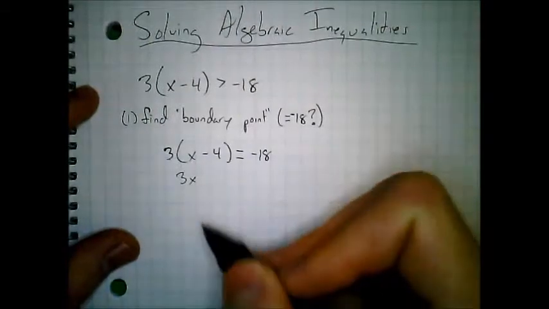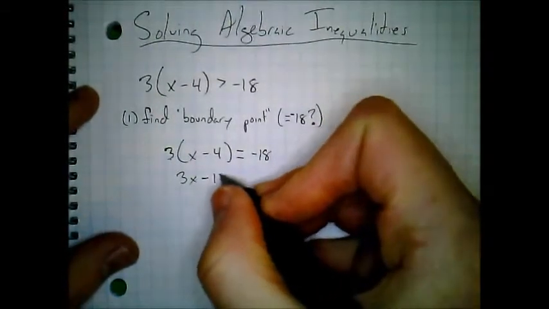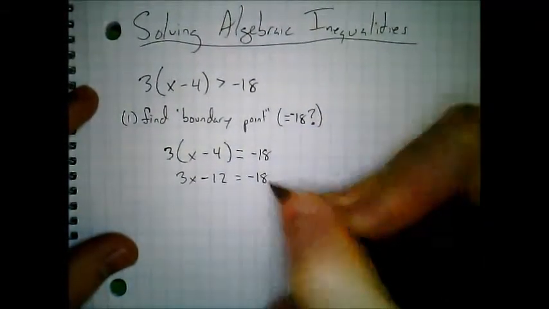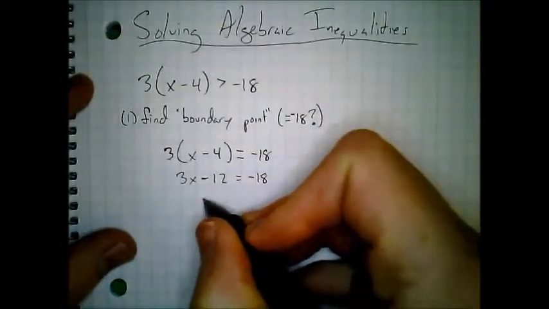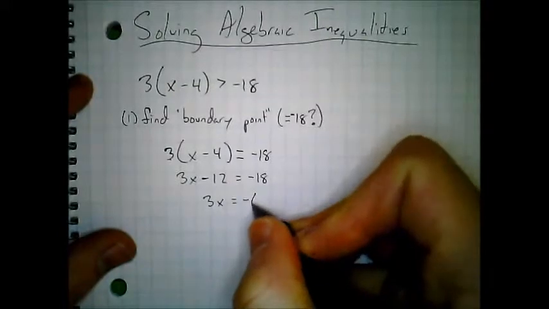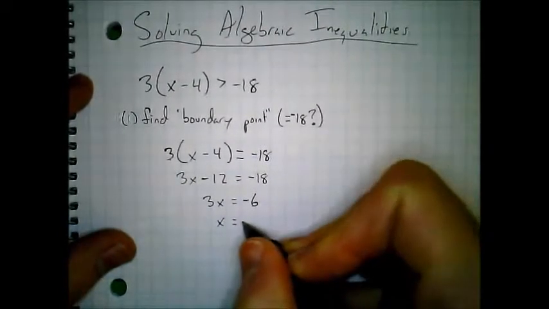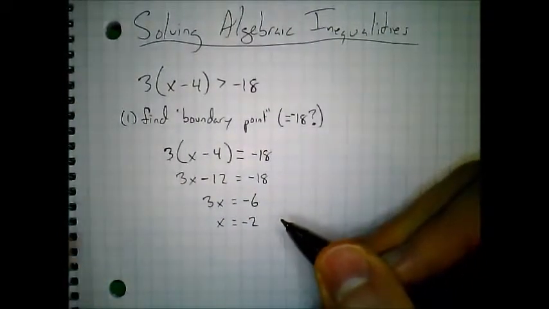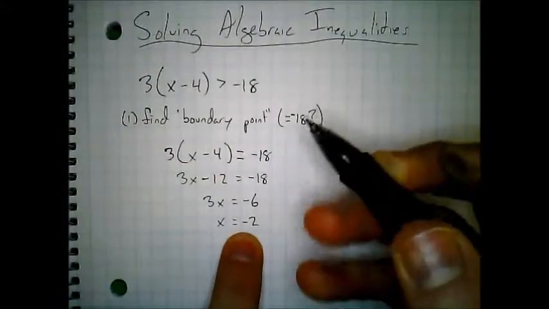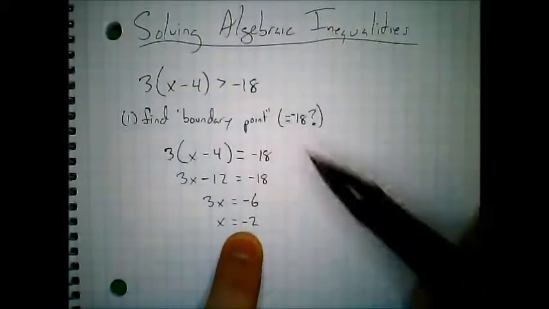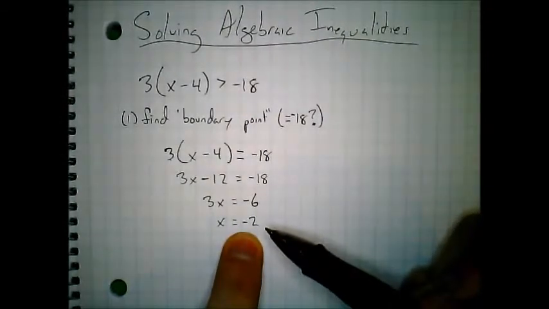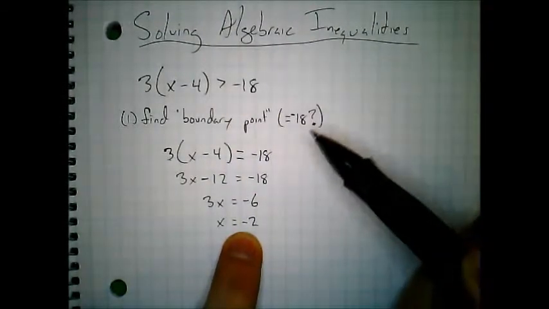So 3 times x is 3x, 3 times minus 4 is minus 12, and this equals negative 18. Again, we're just solving a basic equation. We add 12 to both sides to get rid of the minus 12, so we have 3x equals negative 6. We divide by 3 and we get x equals negative 2. So this means when x equals negative 2, our left expression equals negative 18. It's why we call it the boundary point. Okay, this is when it equals negative 18.